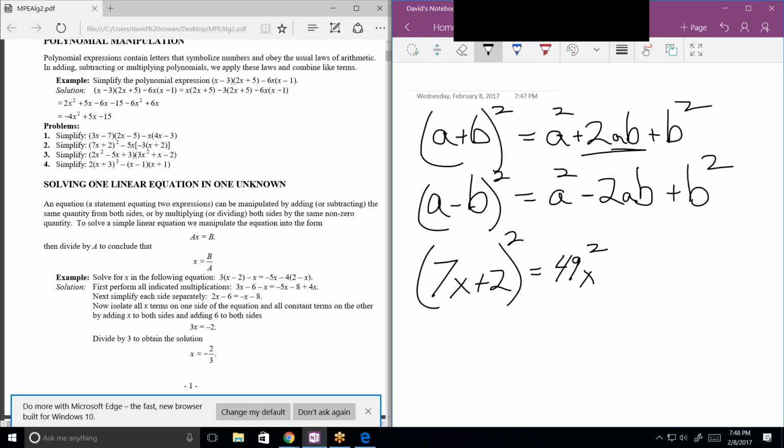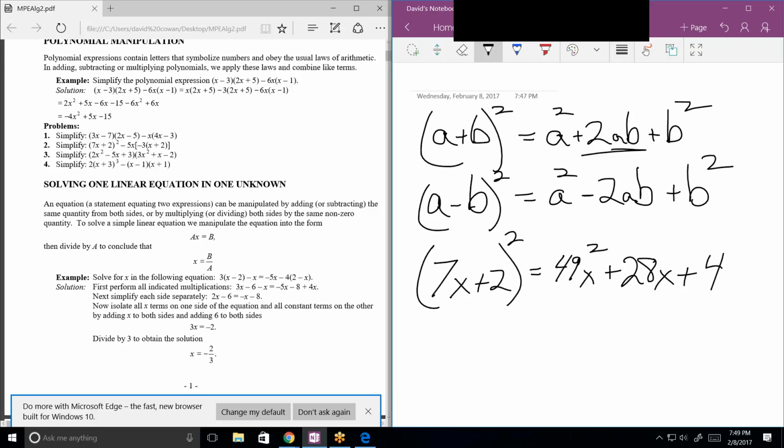The plus 2 times a times b. So 14 times 2 is 28x. In other words, you multiply the 2 times the 7x, that's a times b, that's 14x, times 2 is 28x. And what's the third term? Plus 2 squared, so 4. Notice that I was able to come up with the answer without going through the FOILing process.